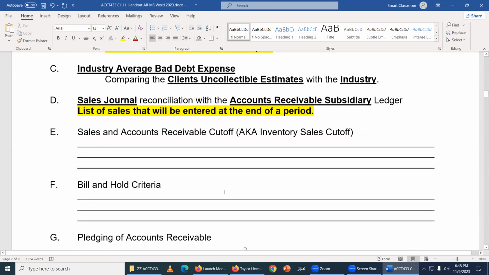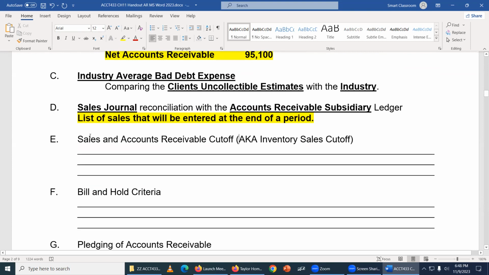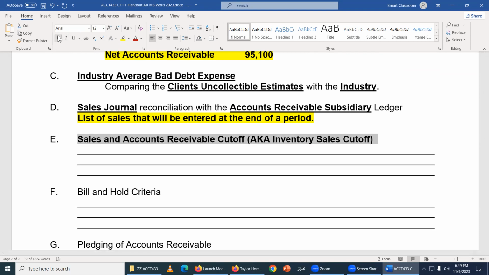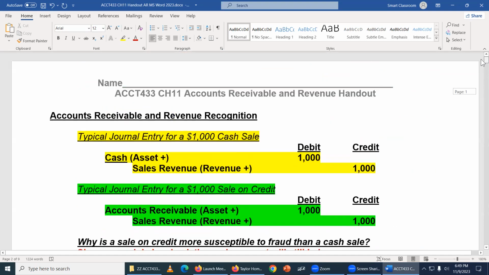Okay. Next, sales and accounts receivable cutoff. This is actually a big one, and it's big for a number of reasons. I think maybe I did talk about this. I can't remember, to be honest.